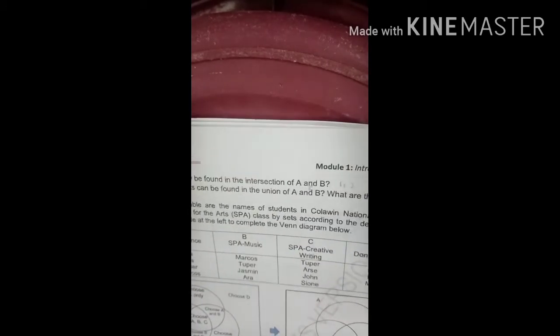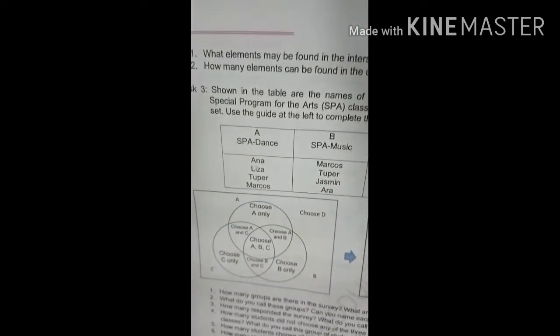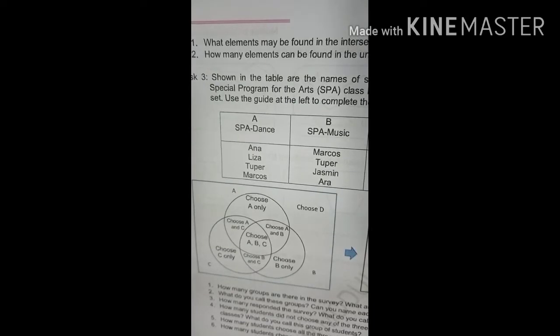So this is the continuation. This is task 3. Shown in the table are the names of students in Kulawi National High School special program for the arts class by sets according to the definition of each set. Use the guide at the left to complete the Venn diagram below. So these are the groups: A, spa dance, spa music, spa creative writing, and don't choose any. So there are students. Now here is the Venn diagram. Now here is the question after evaluating the Venn diagram.